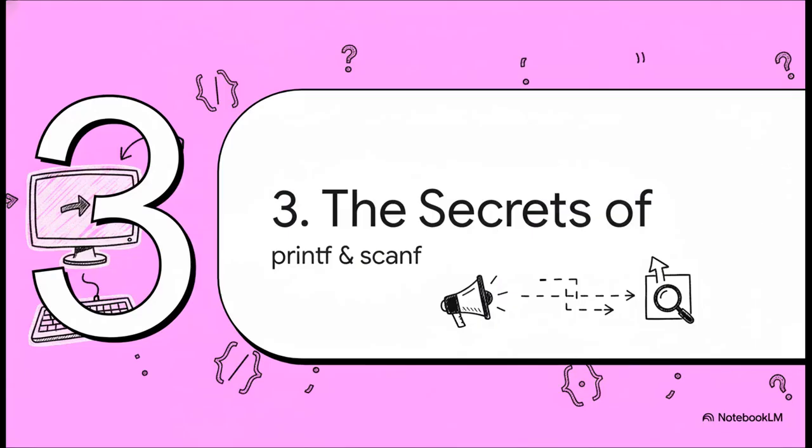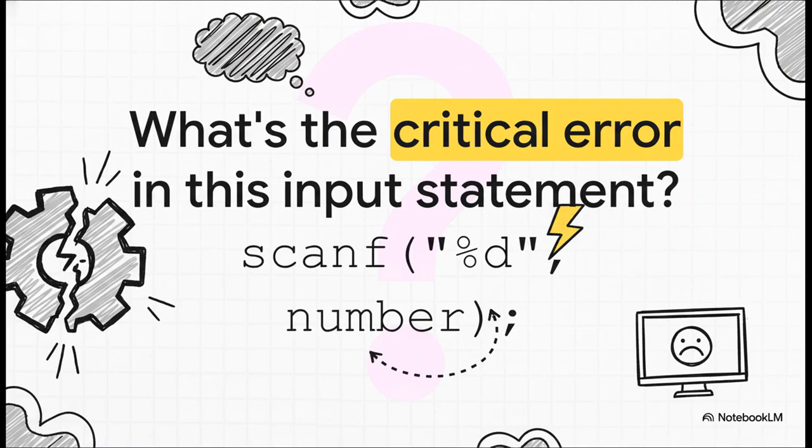All right, we've got our data stored. Awesome. But how do we actually talk to the user? That's where two superstar functions, printf and scanf, come into play. They let us show information on the screen and, just as important, get input back. And here is another classic exam trap. This code looks totally fine, right? It's supposed to grab a number from the user, but there's a hidden mistake in here that's going to make it fail every single time. See if you can spot it.